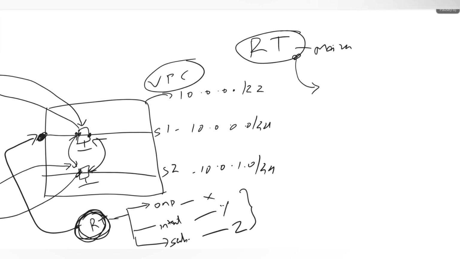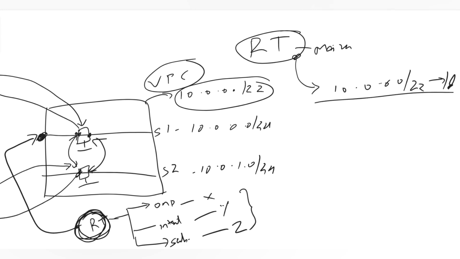By default, in your main route table, you have a default routing entry which belongs to your VPC, that is 10.0.0.0/22, and it is saying local. So it means using this route table you can communicate with each other within your subnets. So by default this entry will be there, which allows you to communicate between your subnets.